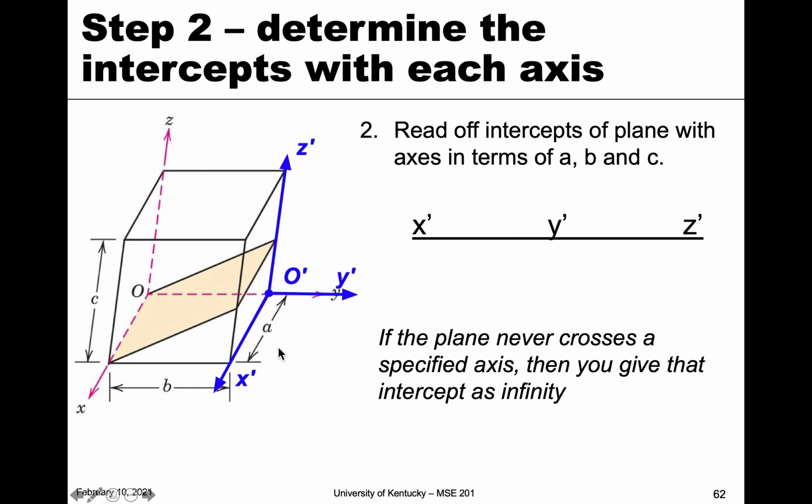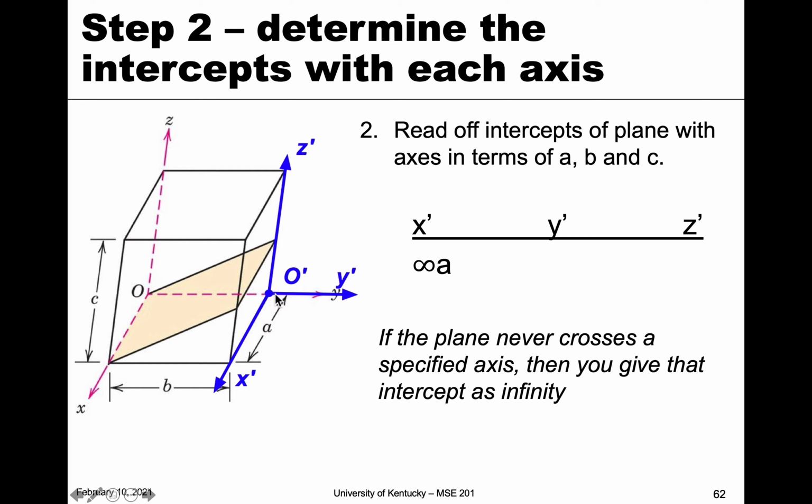And so when it never crosses a specific axis, that basically means it's parallel to that, and it intercepts, and we call that at infinity. So it's basically infinitely far away when it intercepts. It's basically just a way of saying it doesn't. So I'm going to put infinity and then a. That's the amount of the unit cell.